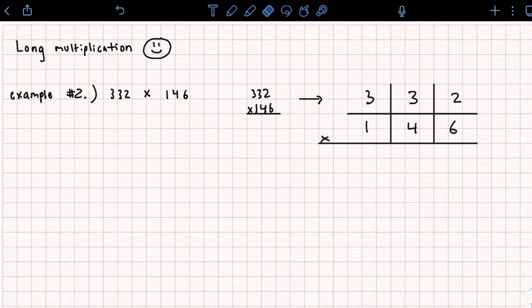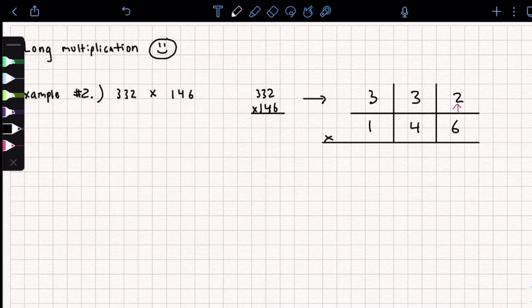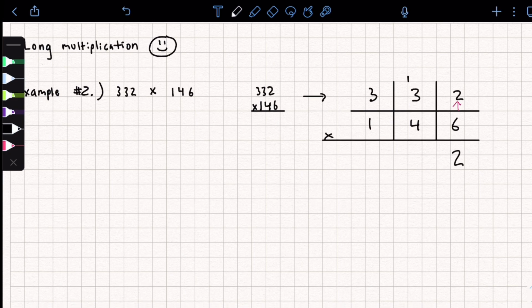So example number 2, 332 times 146. As we know now, we start from the bottom right corner. So we're going to start with 6. So 6 times 2, that is 12. So we put our 2 here and we carry our little 1. Then we go diagonally and we go 6 times 3, and that is 18. But remember, we have to add the 1, so that is actually going to be 19. So 19 here, and carry the 1 from the 19 onto the next digit.